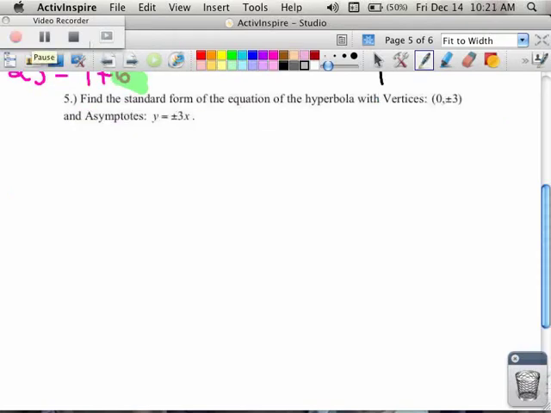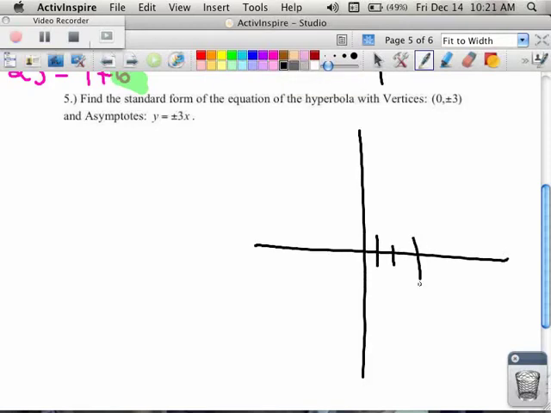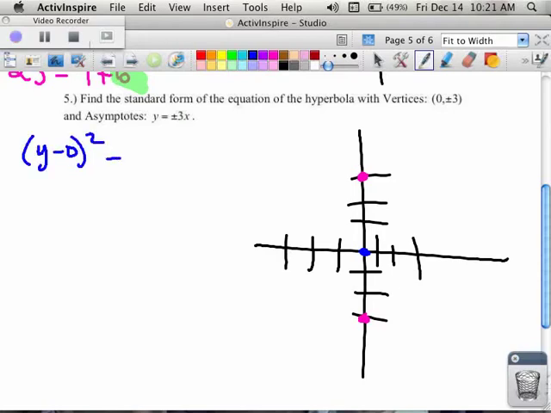Okay, and the second one, again, I'm going to draw a graph. So I put a graph on here. And in this graph, the first thing that would be really important for me to do is write down the vertices. So I write down the vertices. 0 plus or minus 3. This tells me, number 1, that your center is at 0, 0. Center is at 0, 0. And number 2, opens vertically. So I have y minus 0 squared minus x minus 0 squared equals 1. I got all that from that one piece of information about my vertices.